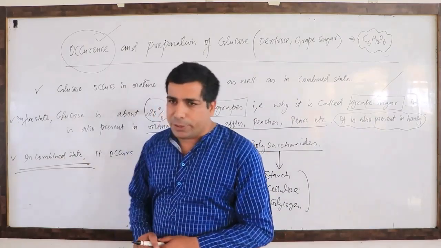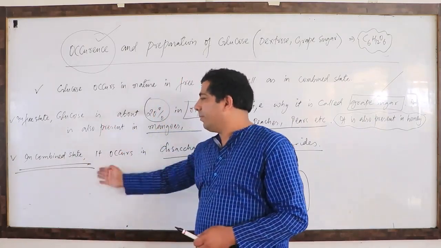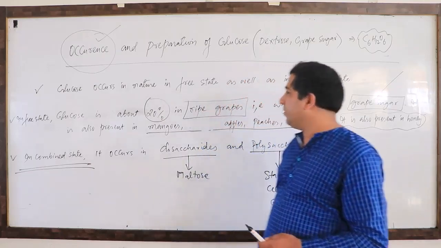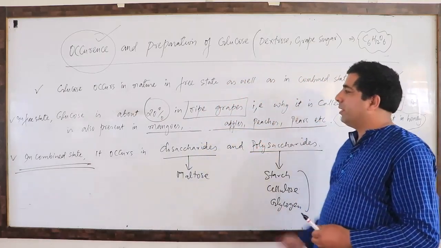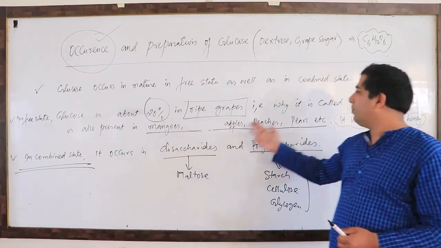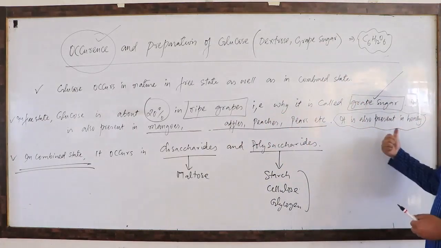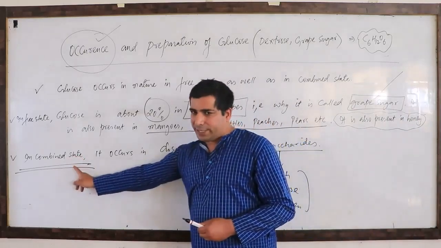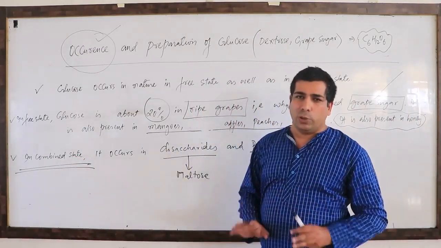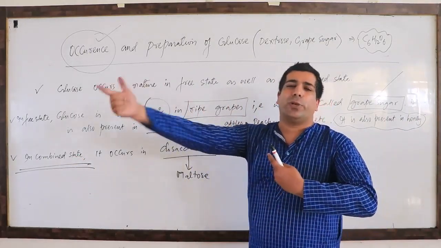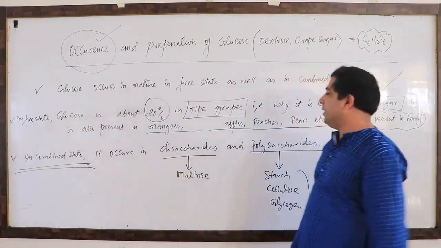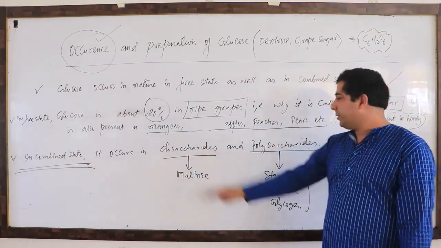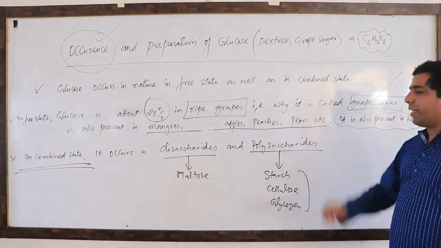I hope you have understood the free state and combined state. In free state, it will be present in grapes, in sweet fruits like mangoes, apples, peach, pears, and also in honey, because they are sweet in taste. But in combined state, glucose will not be alone, it will be present with other glucose molecules. So in combined state, it will be present in disaccharides and polysaccharides.